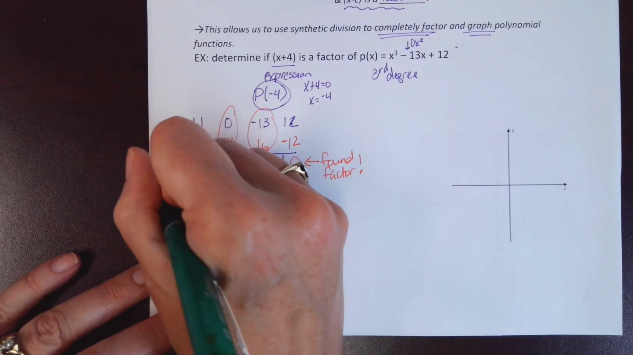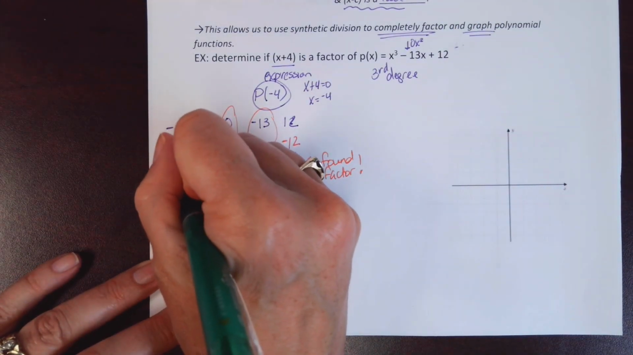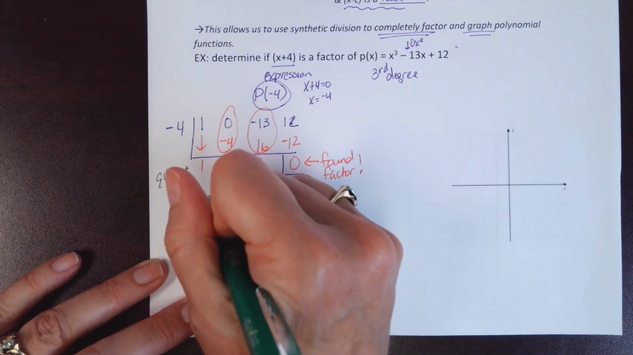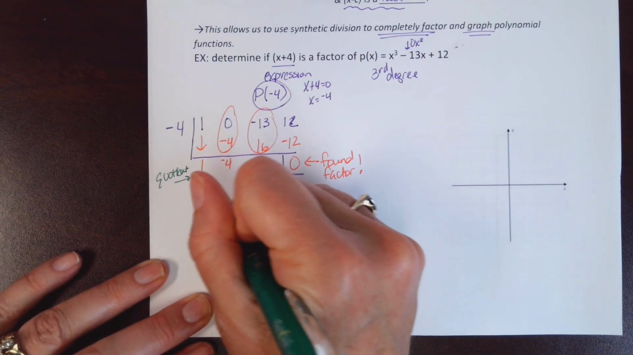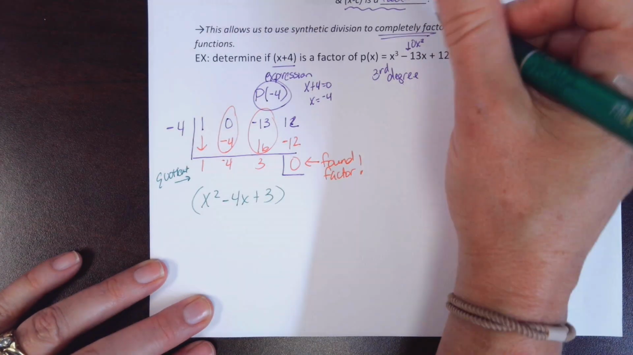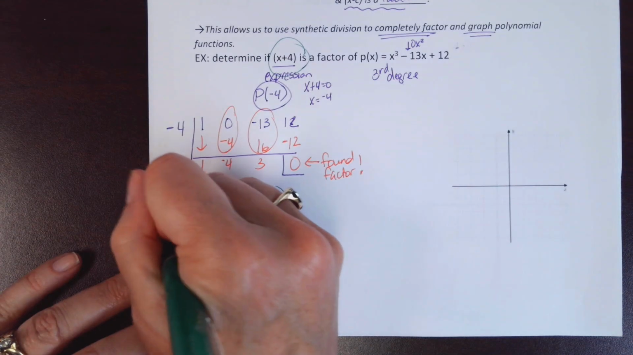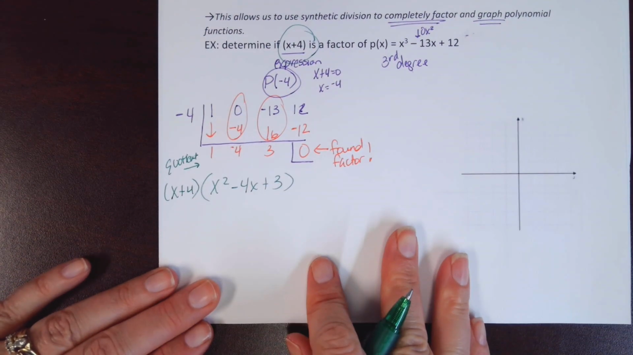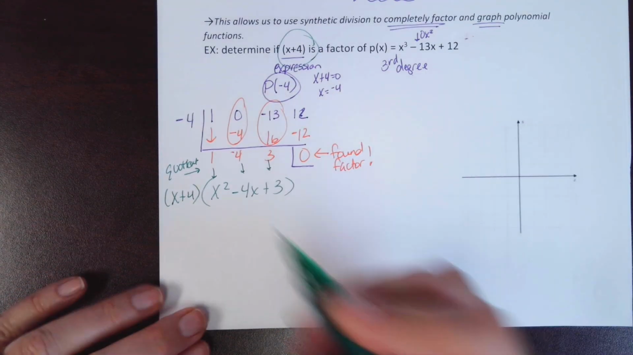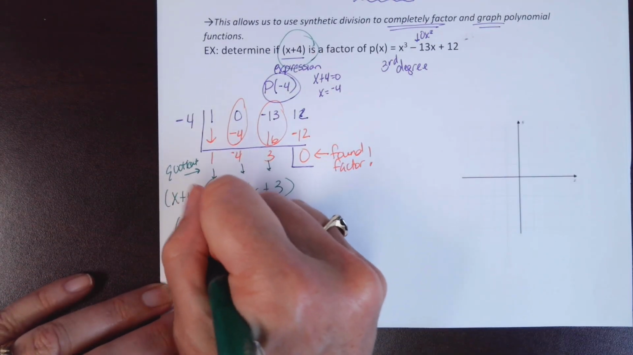So I need to interpret my quotient. My original was third degree. This quotient is going to be squared. I found that this is a factor, so that's x plus 4 times my quotient. So x plus 4 is my first factor.